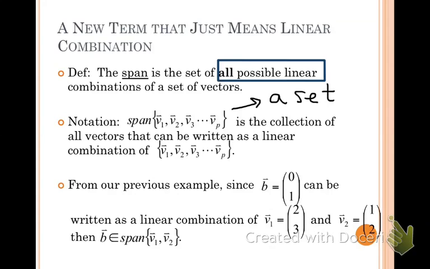So from our previous example, we had the vector b equal to 0, 1, and we showed that it could be written as a linear combination of the vectors v1, which is 2, 3, and v2, which is 1, 2. Since we found that b can be written as a linear combination of these two vectors, we would say that b is an element of the span of v1 and v2. All that means is that b can be written as a linear combination of the vectors v1 and v2, which is written in this way.